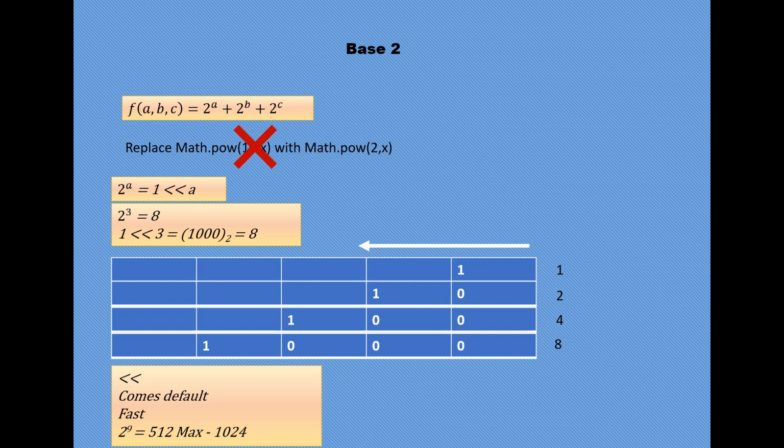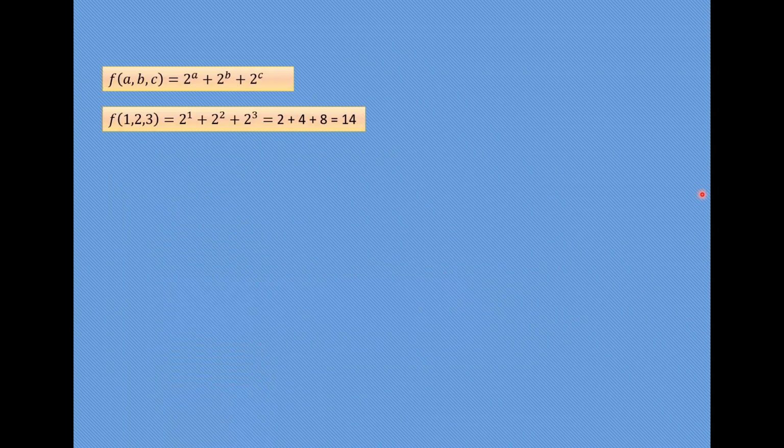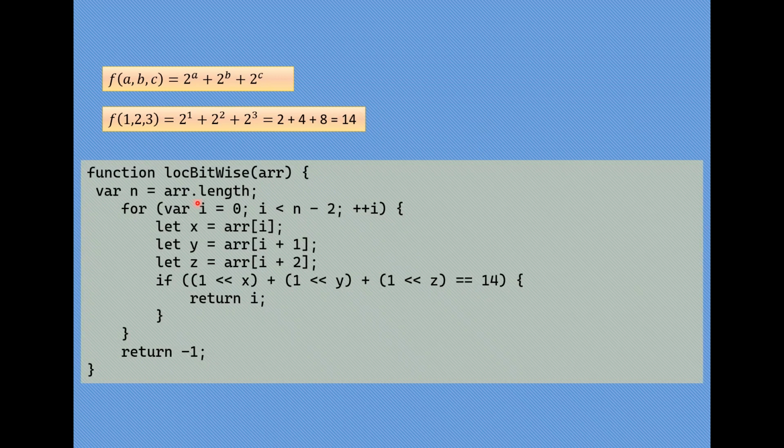Okay, so with this, how will our program look? Now our function of a b c is equal to 2 raised to a plus 2 raised to b plus 2 raised to c, and function of 1 2 3 is 2 raised to 1 plus 2 raised to 2 plus 2 raised to 3, which is 14. So 14 is our magic number, and when you use this in the program, we have changed the program name now to locationOfBitwise.